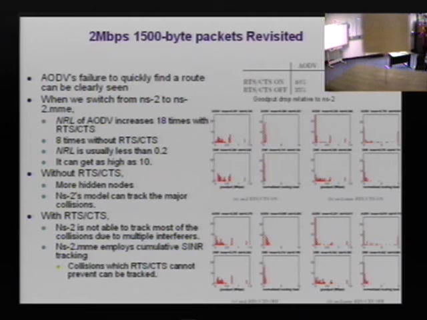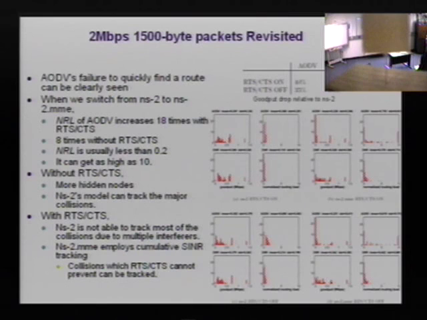For example, when we switch from NS2 to NS2 enemy, the normalized routing load with AODV, I'm talking about the mean values, increases 18 times with RTS CTS. 18 times. And 8 times without RTS. But it's usually less than 0.2 around here. I'm saying 0.2 because I know the beam size is 0.2. So it's usually less than 0.2, but in some cases it can get as high as 10.